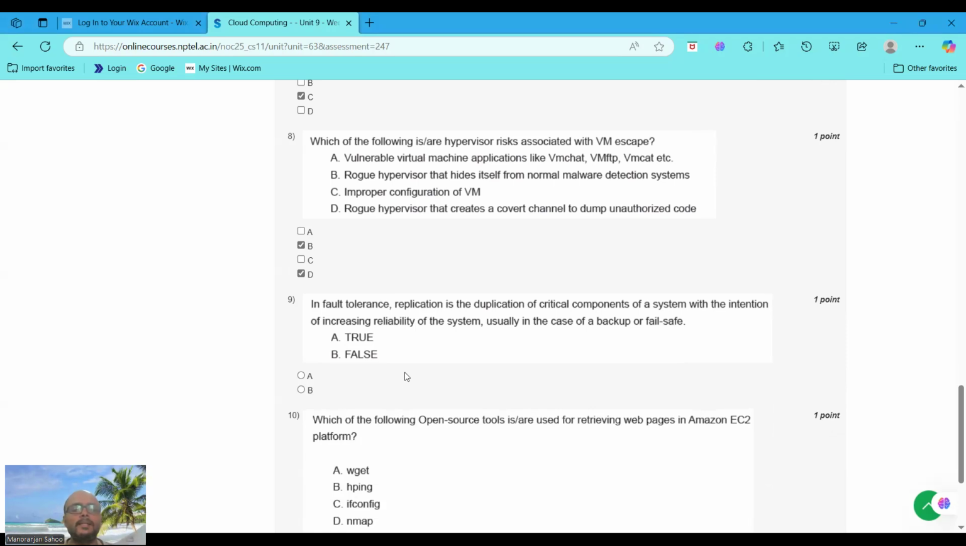In fault tolerance, replication is the duplication of critical components of a system with the intention of increasing reliability of the system, usually in case of a backup or failure. Yes, it is a true statement. Why do we consider it a true statement? Because replication involves creating duplicates of critical components to ensure system reliability and availability in case of a failure. You got it?